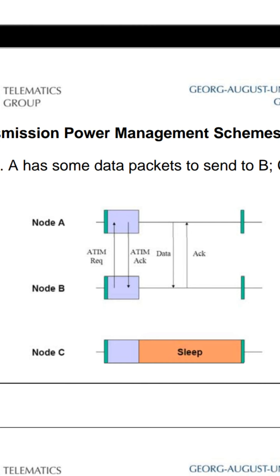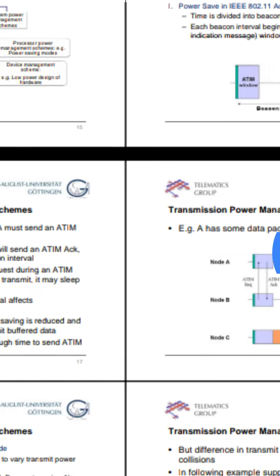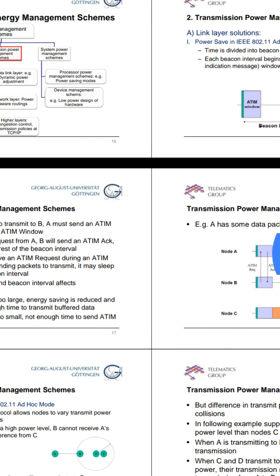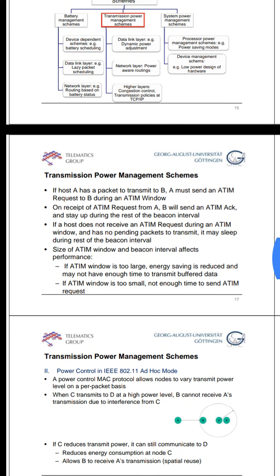Here the ATIM window request and acknowledgement are low power mode transactions, and the data transfer is a high power transaction. Like this, power consumption is saved in the power save scheme of IEEE 802.11.